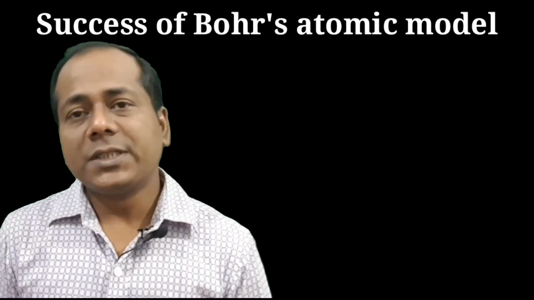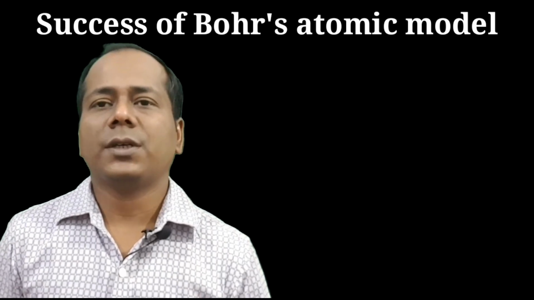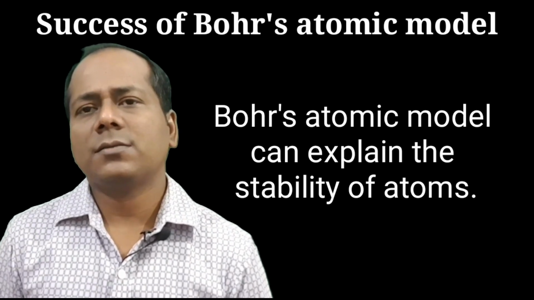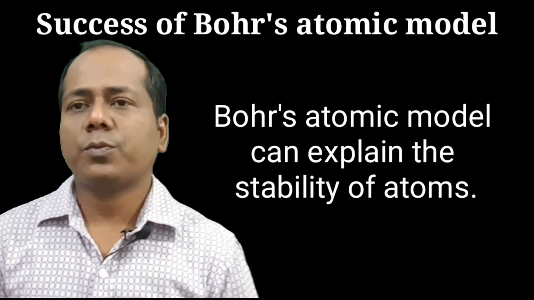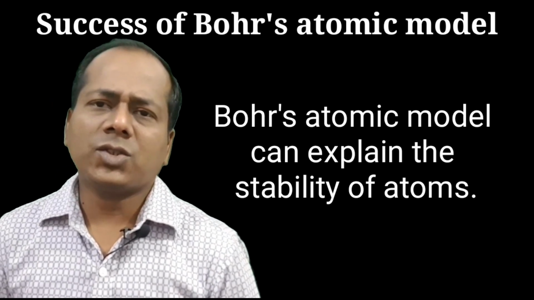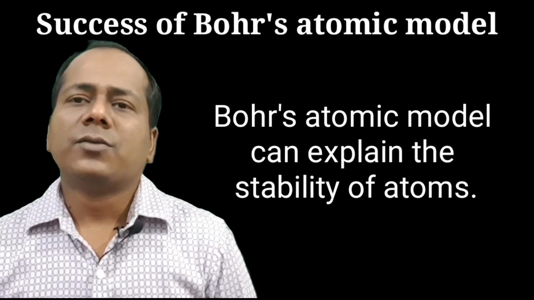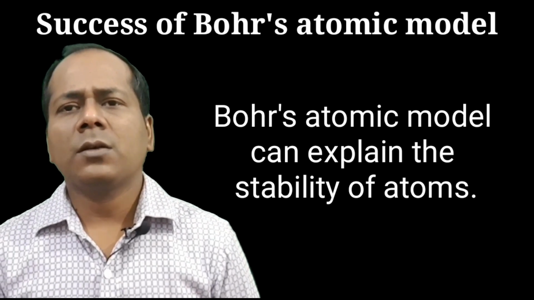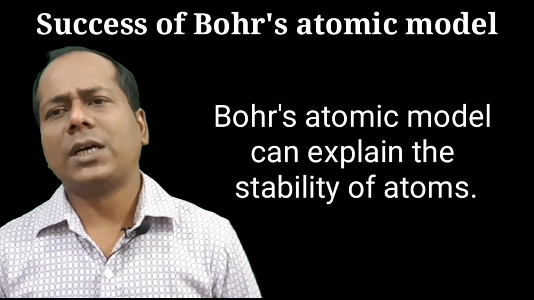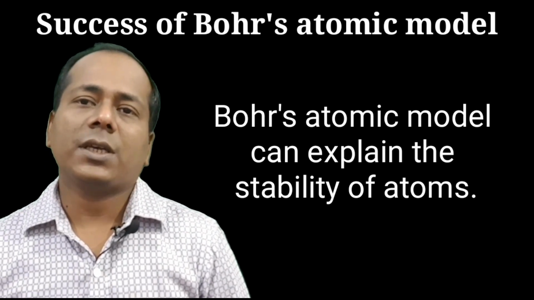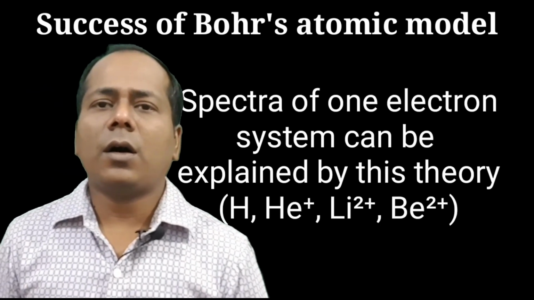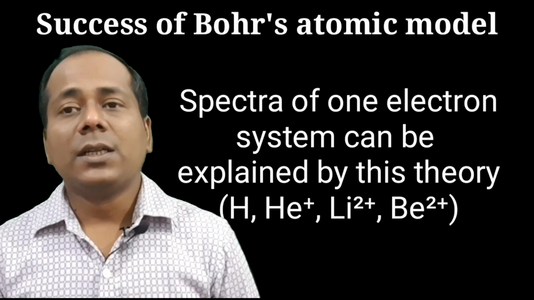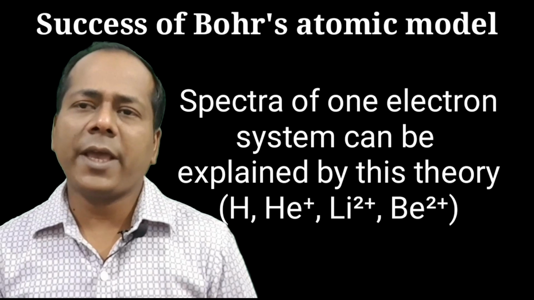Now, we discuss the success of Bohr's theory and its necessity. First one, Bohr's atomic model can explain the stability of atoms. According to Bohr's theory, while moving in a fixed stationary orbit, an electron neither absorbs nor emits any radiation. Moreover, when revolving continuously around the nucleus, the electron does not fall on the nucleus. Bohr's theory can explain this also. Spectra of one electron systems, such as hydrogen atom or ions like helium plus, lithium 2 plus, beryllium 3 plus, can be explained by this theory.